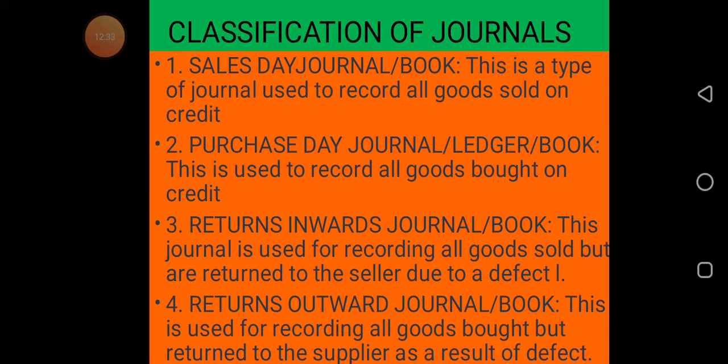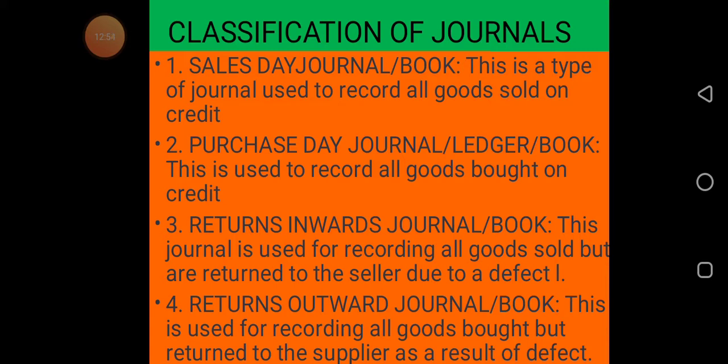For instance, we have the sales day journal or book. This is a type of journal used to record all goods sold on credit. So you can see this cannot come into the cash book, because the goods are sold on credit. That's why we have a special book for that. It's called the sales day journal. The purchase day journal is used to record all goods bought on credit.